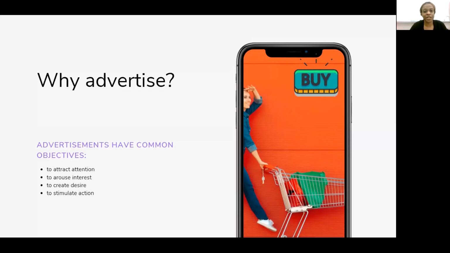So you are advertising because you want to sell a product, or you want to sell a service, or you want people to come to an event, or you are trying to get a message out there and you want people to act on that. So maybe you're doing an advertisement about voting. So that's relevant since tomorrow is election day. So if you see ads about voting, they want to stimulate action for people to go vote. So these are the objectives of advertisements: to attract attention, to arouse interest, to create desire, and to stimulate action.